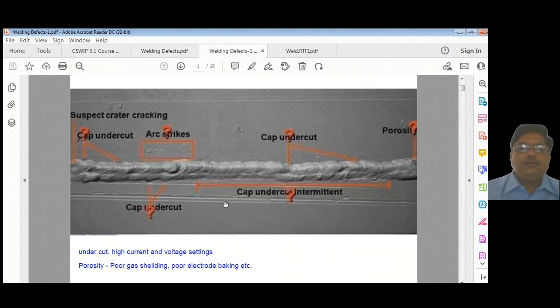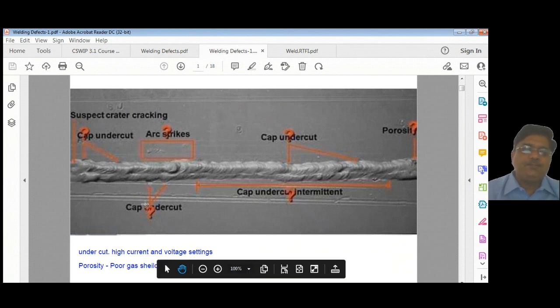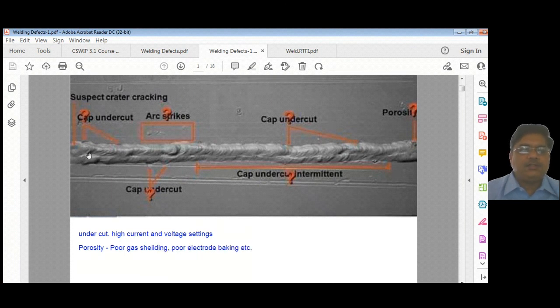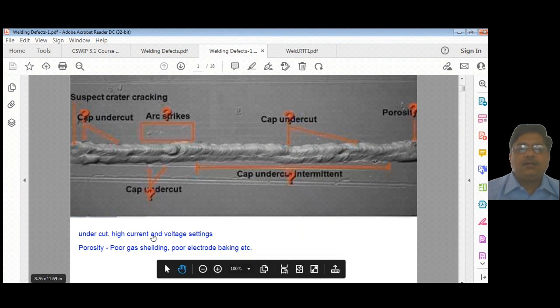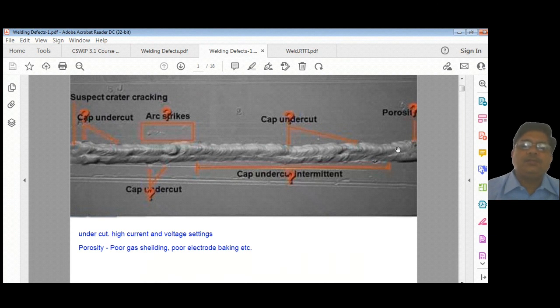Let's go to welded defects in the plate type which you are given in the exam. And these are some examples I brought. So you can see here, these are the capping undercuts. Undercut is from high current and voltage settings, and porosity is from poor gas shielding and poor electrode baking. You can have some porosity. You can see it on the parent material, because on the weld you will not see any porosity, because those are very small. You will see it, if any.